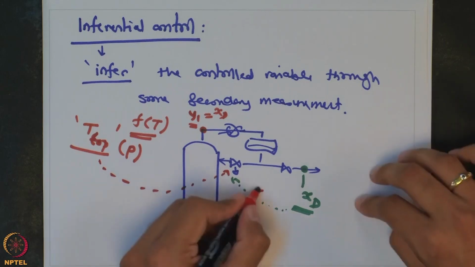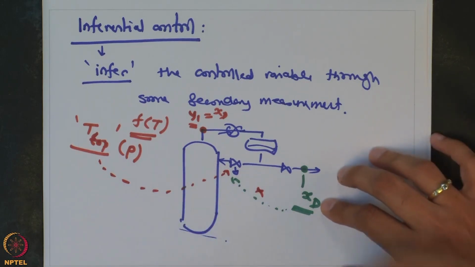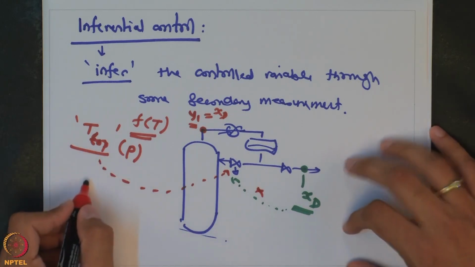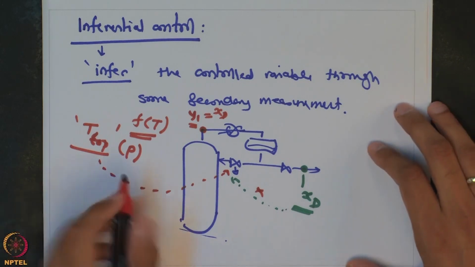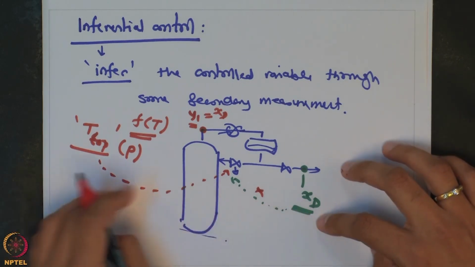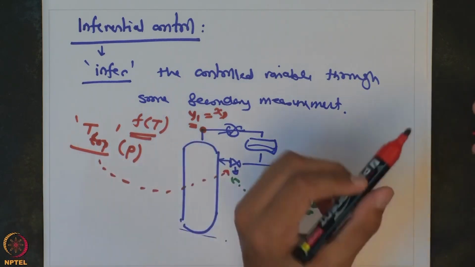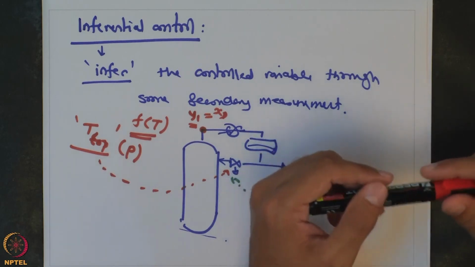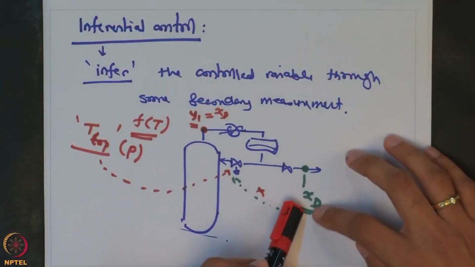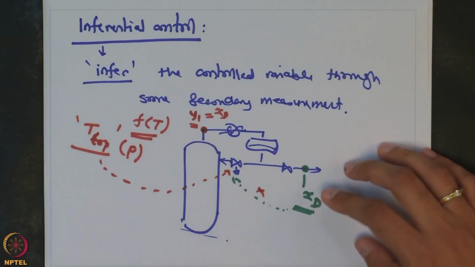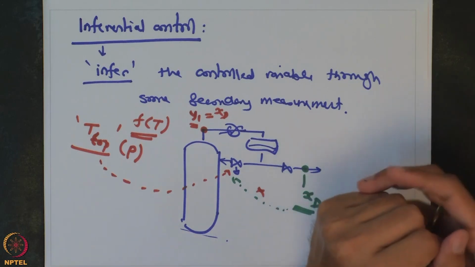So rather than using purity measurements, you would actually measure the temperature inside the column and then compare it with whatever is the desired temperature in order to ensure that purity, and then that would be used as an actual control variable in order to move the manipulated variable. So this is known as an inferential control. So here what we did was we inferred the purity inside the column by using a secondary measurement of temperature inside the column. Now this is just an overview about inferential control.